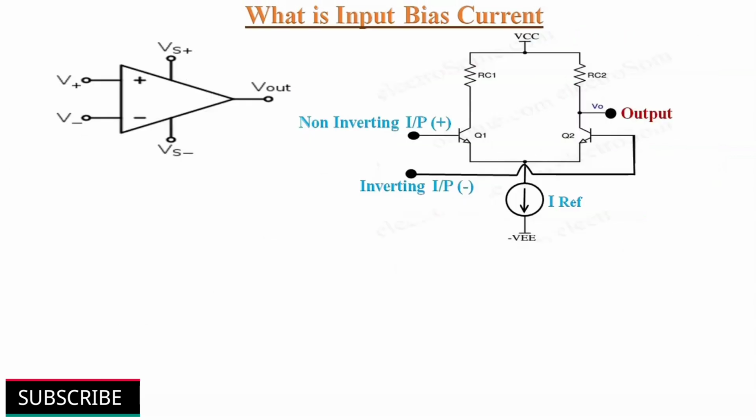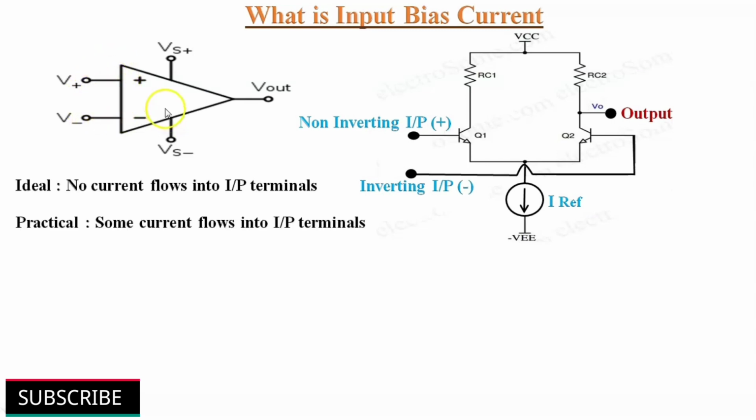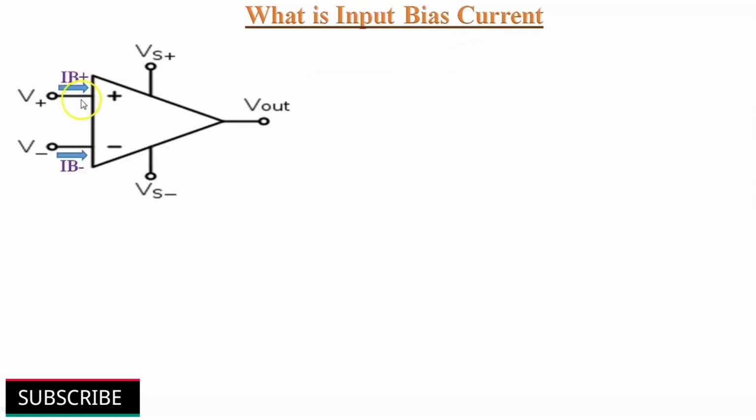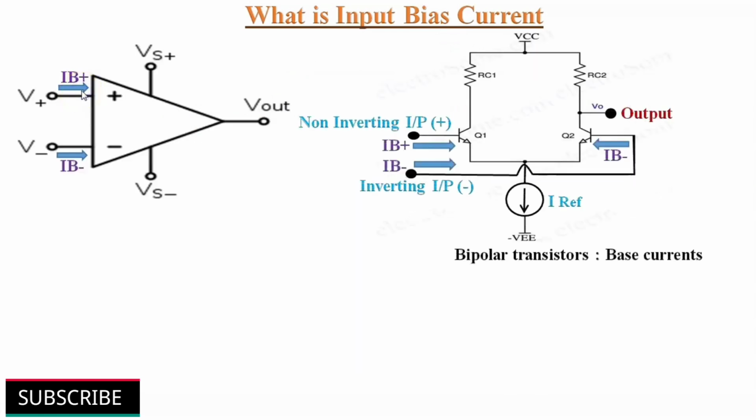Whenever the biasing voltages are applied to the op-amp, ideally no current is required for the input terminals. But in practice, some small amount of DC biasing current is required for the transistors in the differential amplifier. This current, which is required for the input terminals of the differential amplifier, is known as input bias current, represented as IB plus for the non-inverting terminal and IB minus for the inverting terminal.